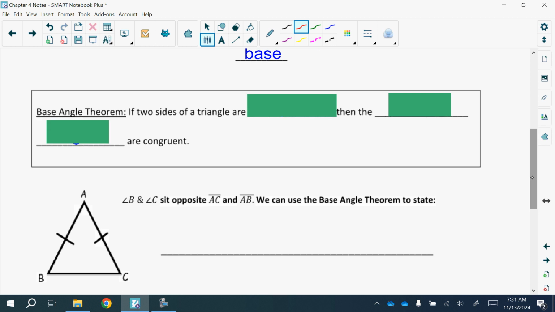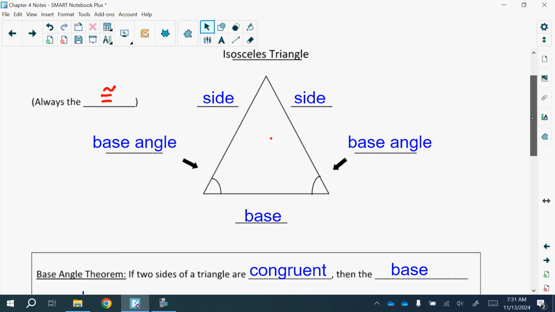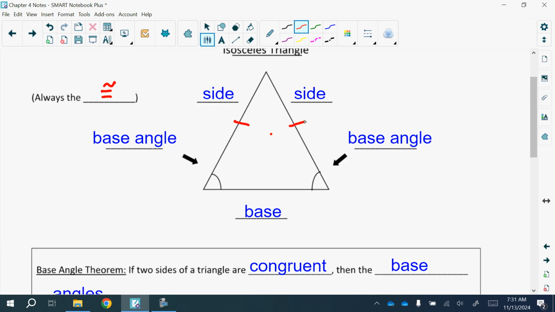So the base angle theorem states that if two sides of a triangle are congruent, then the base angles are congruent. So again, looking at this, the base angle theorem is stating that given that these two sides are congruent, we can then say that these base angles, or the angles that correspond to those sides, are congruent. So don't forget, angles and sides correspond to one another by being directly opposite, or directly across from one another. So this angle corresponds to this side.